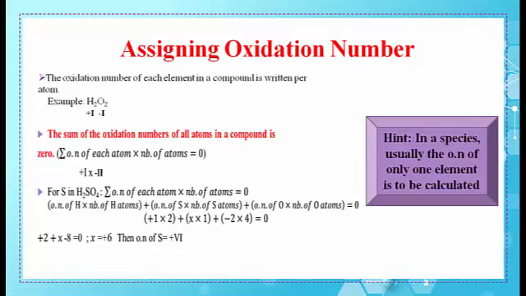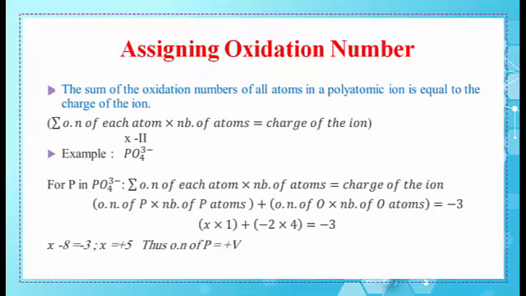Here it's important to note that in a species, usually the oxidation number of only one element is to be calculated. Now, the sum of all the oxidation numbers of all atoms in a polyatomic ion is equal to the charge of the ion. Meaning that the sum of the oxidation number of each atom times the number of atoms is equal to the charge of the ion.